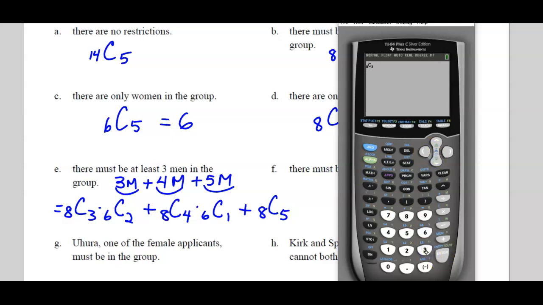Some of these you can probably do in your head. So 6 choose 4, 6 times 5, roughly 3 times 5 is 15. On the calculator, I would just copy the last one, go back and change the 3 to a 4, and then 15, change that to a 6.